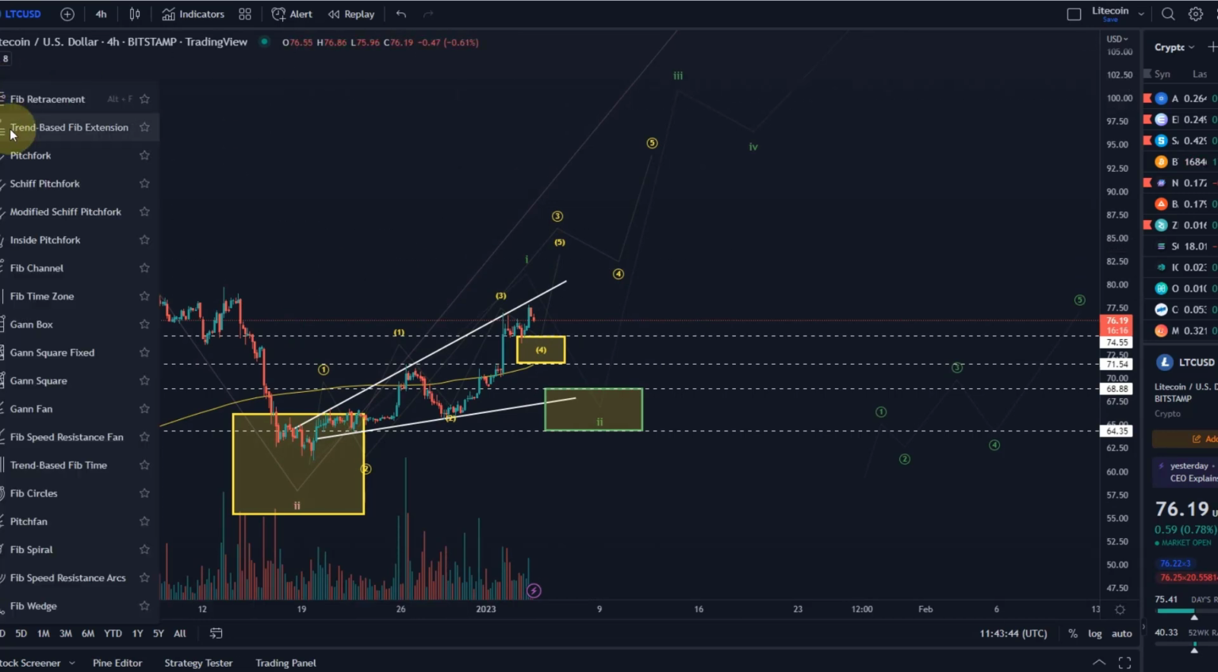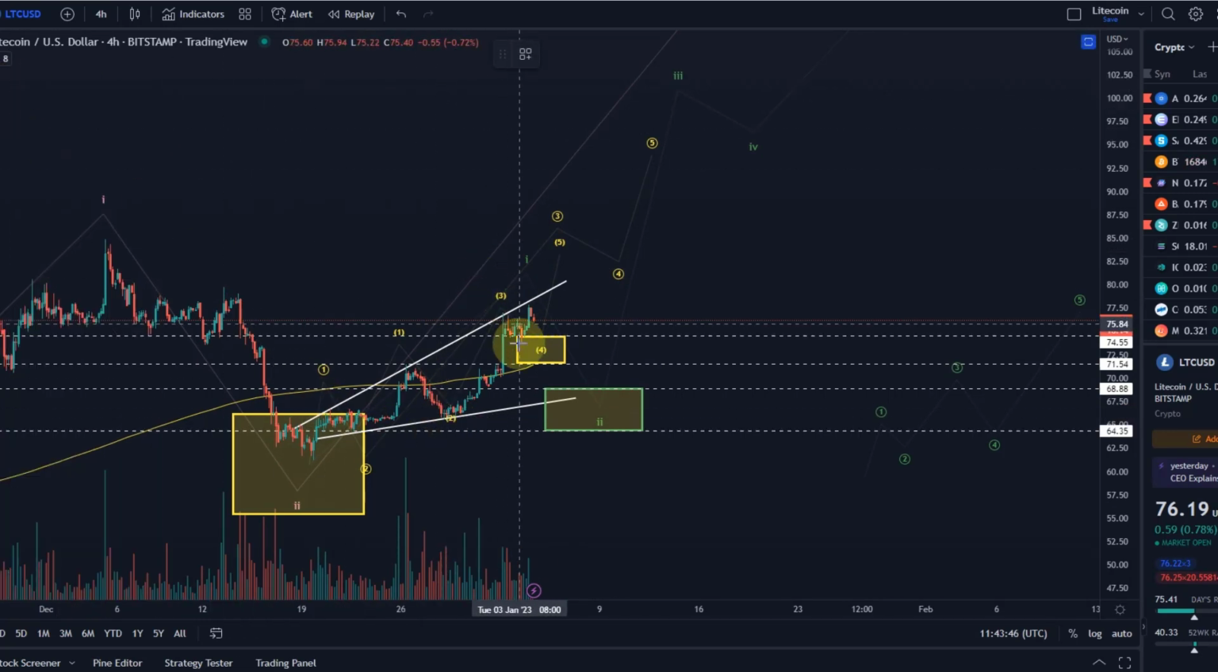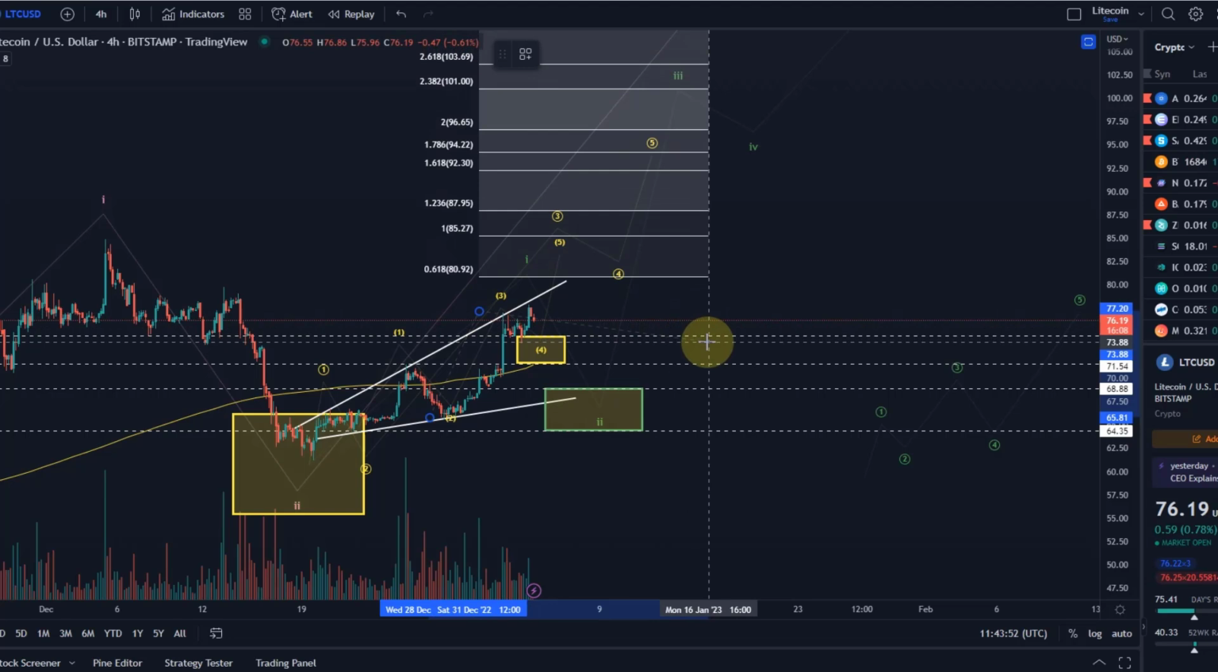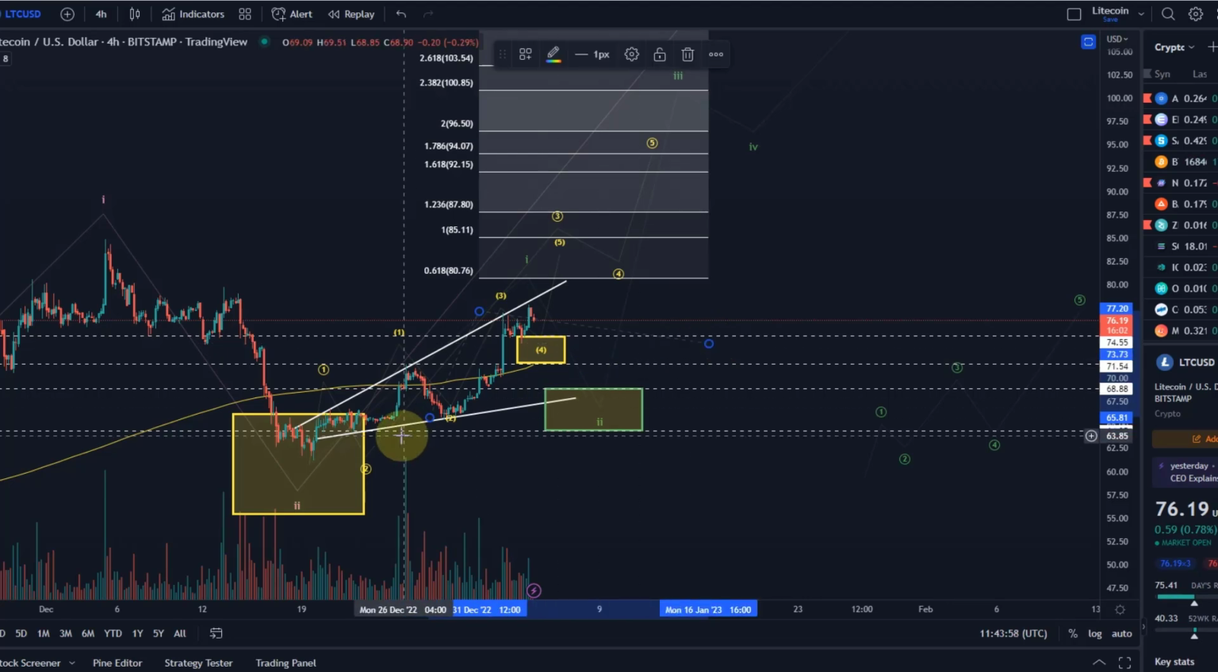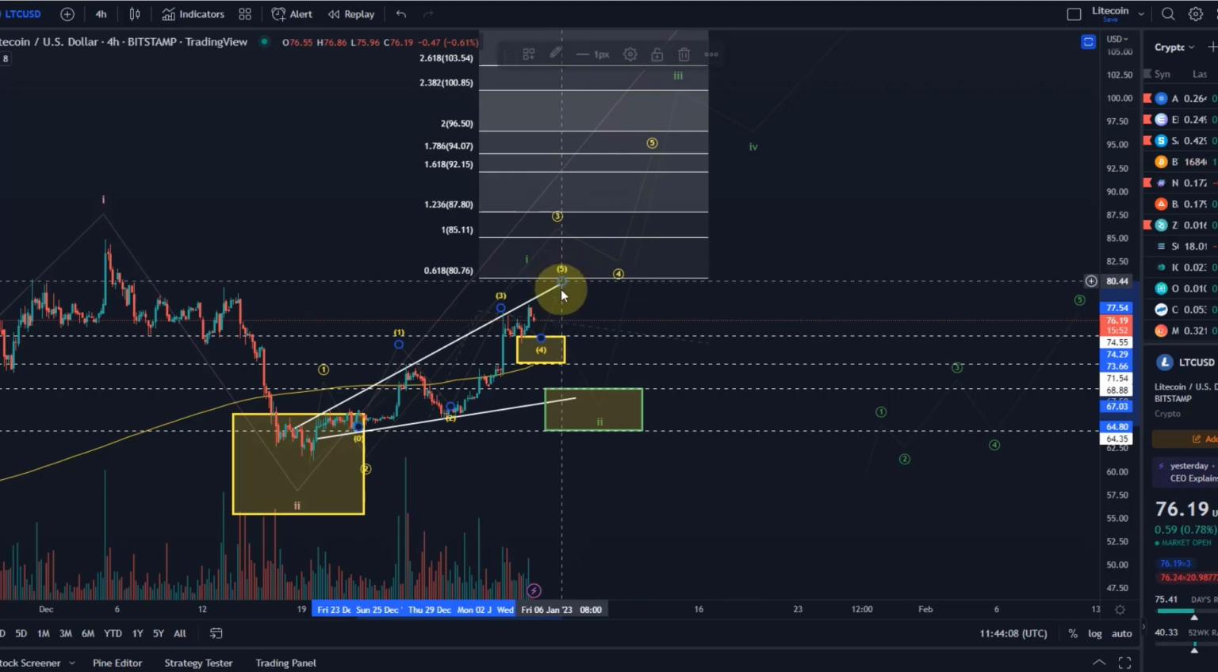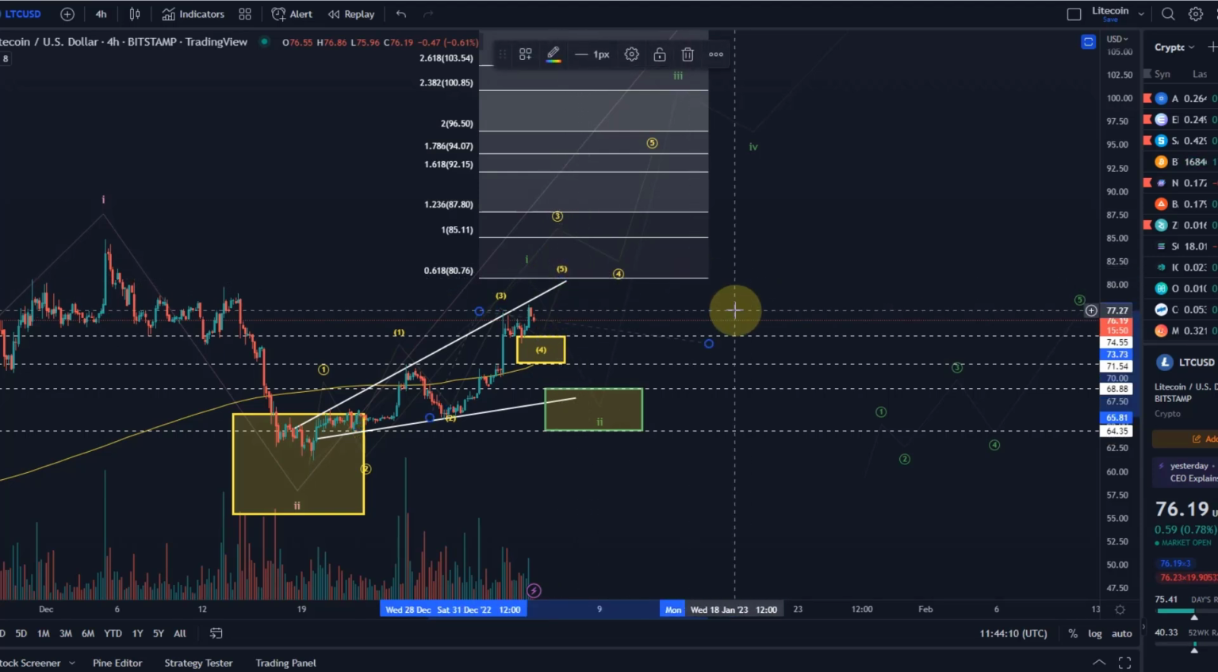We can calculate the wave 5 target by taking the length of the wave 3 and projecting it from the low of the wave 4. It takes us to $80.76. So pretty much in the low $80 range, we should peak with that wave 5. That's one viable way of calculating the target.